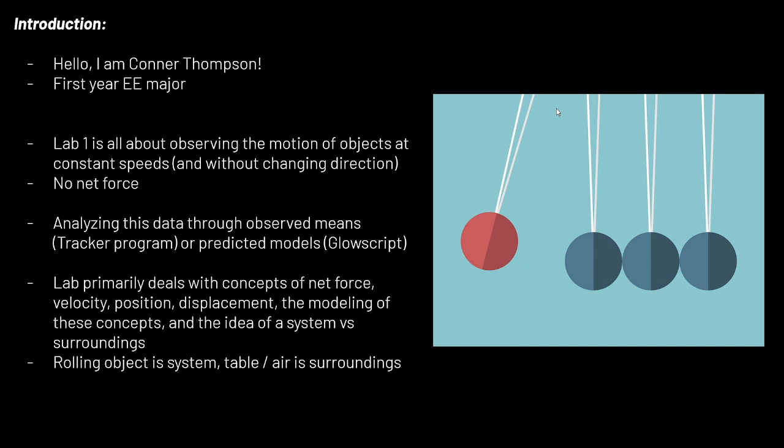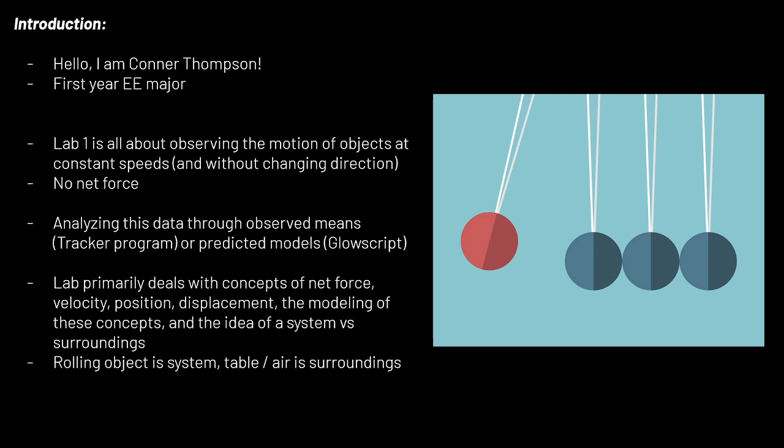I am a first year double E major, and this Lab 1 is all about observing the motion of objects at constant speeds and without changing direction, so this means there's no net force acting on these objects. We analyze this data through observed means, so we use the Tracker program for one, or you can use predicted models, so GlowScript code and models you can make with that code.